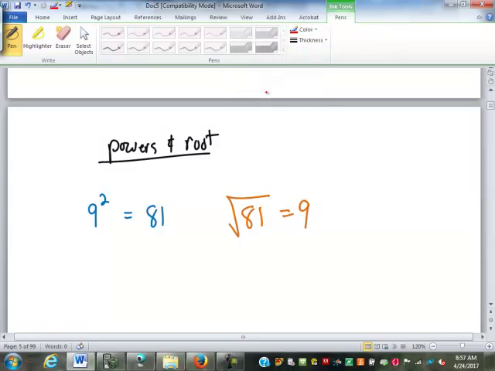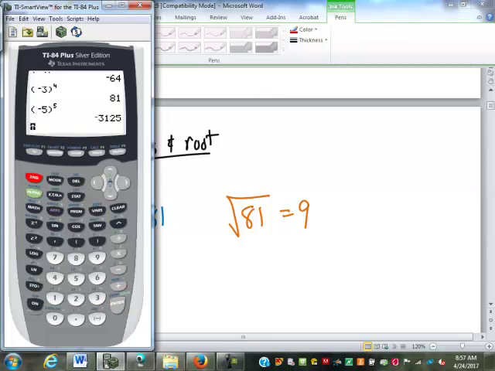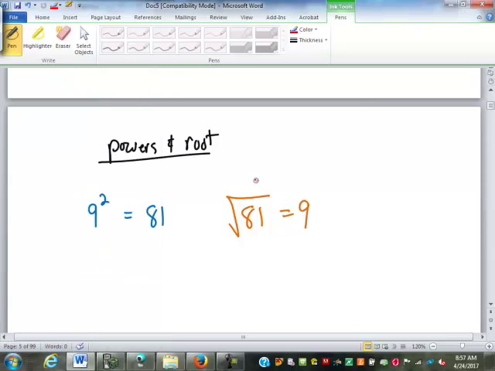Now I do have to be careful. If I punch in second square root of 81, the calculator is going to tell me 9. But remember that square root is an inverse. It's reversing this operation here. So the square root of 81 equals 9 because 9 squared equals 81.